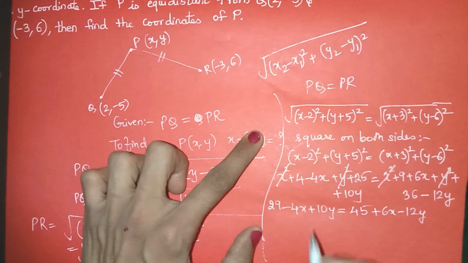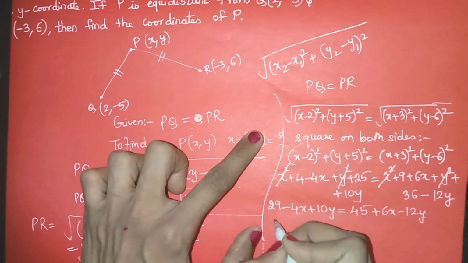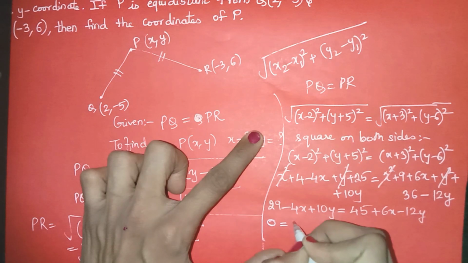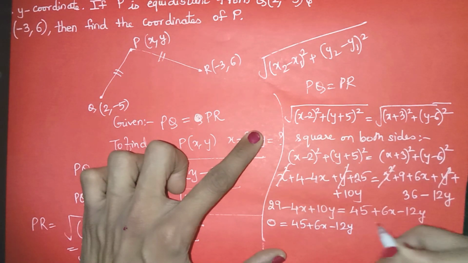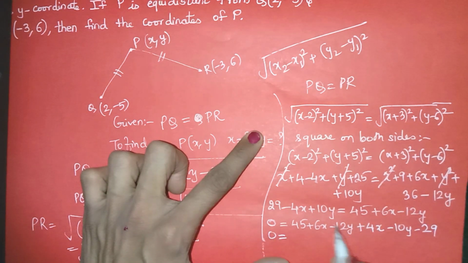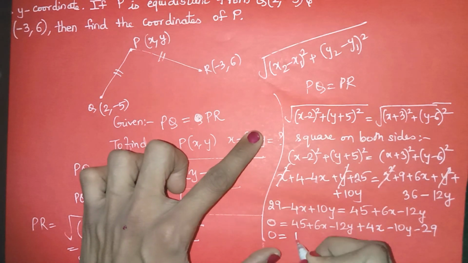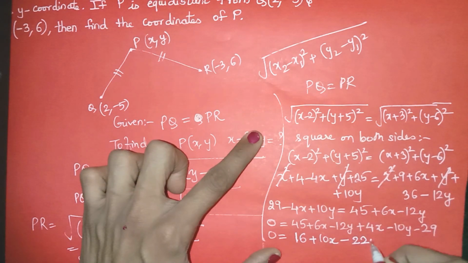Now, what I can do is I can see x and x here, y and y there. Let me just bring everything to one side. So what I'll do is I'll put 0 equal to 45 plus 6x minus 12y plus 4x minus 10y minus 29. Okay, friends. So 45 minus 29, I will get it as 16. 6x and 4x will become 10x. This will become minus 22y.